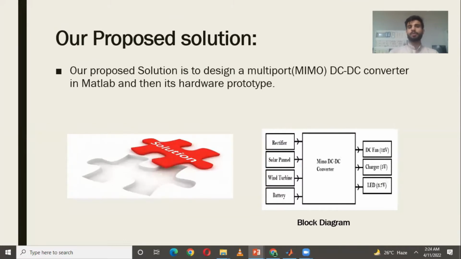So, our proposed solution is to design a multiport DC to DC converter, which is also a multiple input, multiple output converter, in Matlab, and then its hardware prototype.